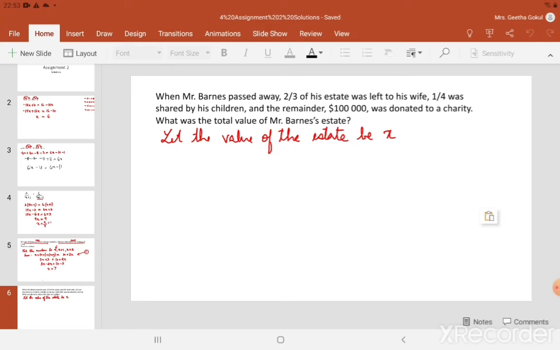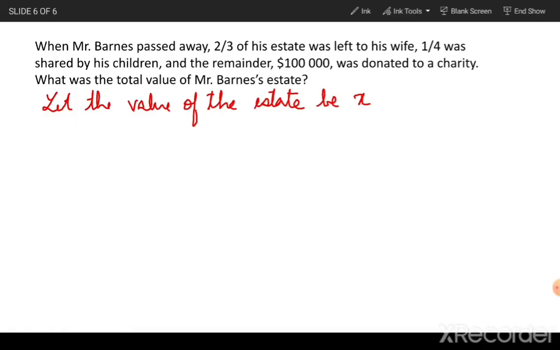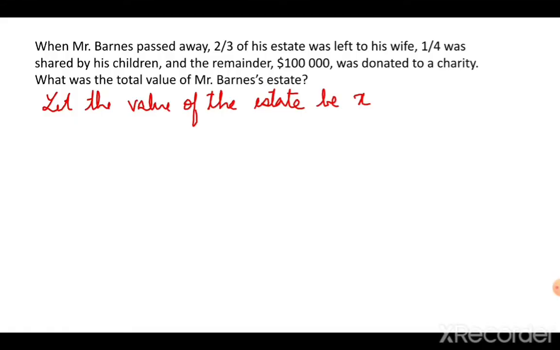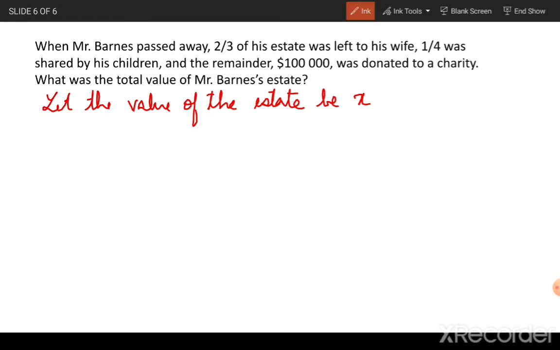So our first step would obviously be to assume that the total value of the estate is x. Now, this total estate, 2/3 of the total estate goes, that means 2/3 of this x goes to the wife. 1/4 of the total estate, so 1/4 times x, goes to the children.